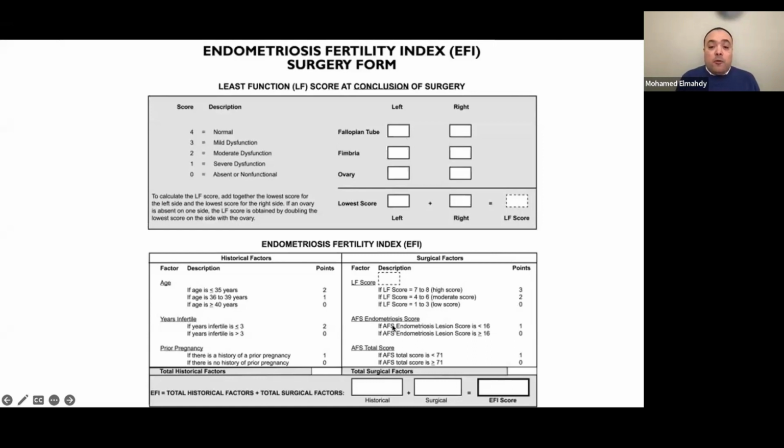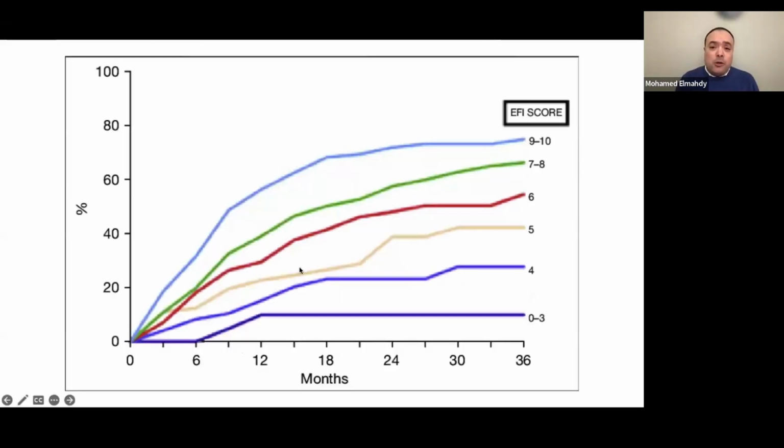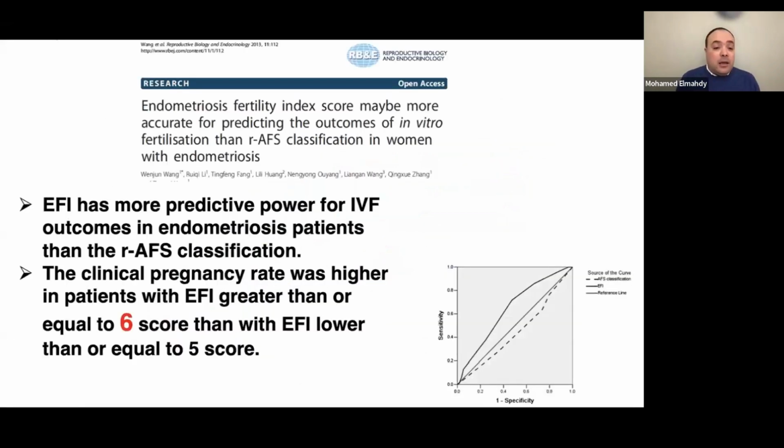Then you go for the American Fertility Society endometriosis score and the total American Fertility Society score. And then you have the sum of historical and surgical factors, which gives the endometriosis fertility index score. You put it in this chart, and then you have the probability of pregnancy in the next 3 years after surgery. Many reviewers and authors take a score of 6 as a cut-off level. So cases with an endometriosis fertility index of more than 6 have a good probability of pregnancy in the next years. On the other hand, a score equal to 5 or less than 5 has a lower probability of pregnancy.